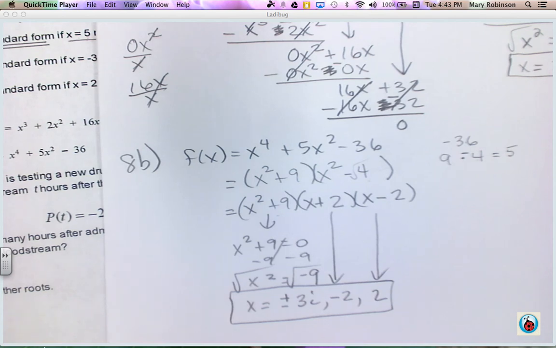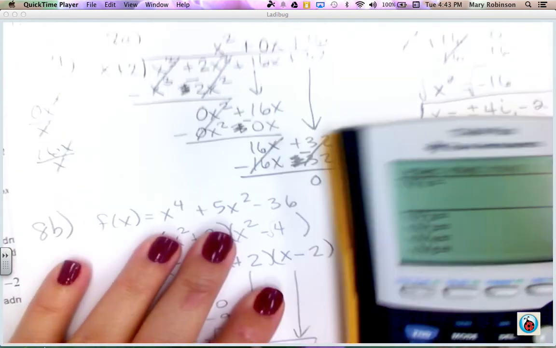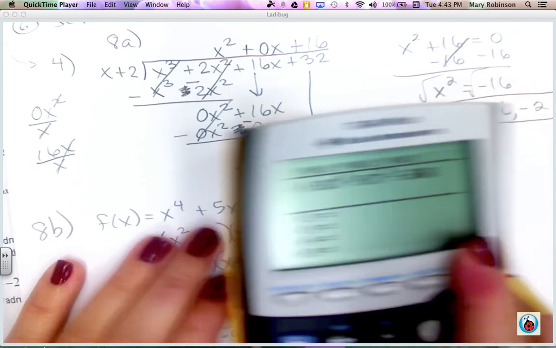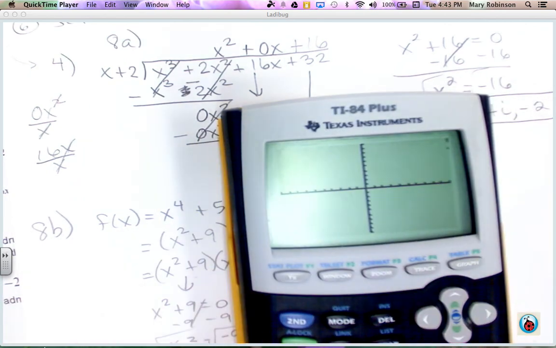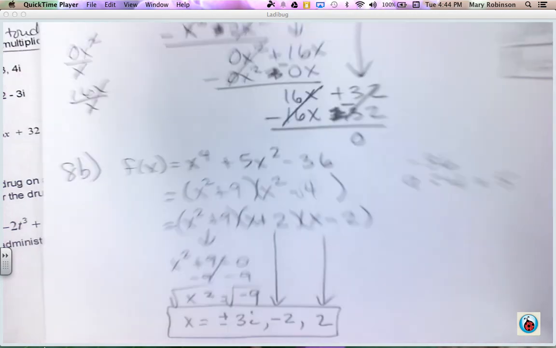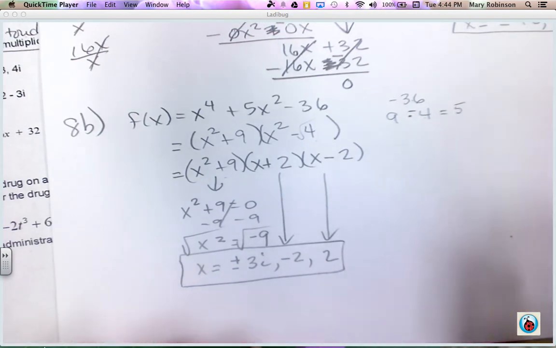And actually, if we graph it, we'll be able to check and make sure that that is right. X to the 4th plus 5x squared minus 36. And when we graph it, it should cross at 2 and negative 2. And it does, negative 2 and 2. And so that means we have the two real and the two complex. And those are your solutions.